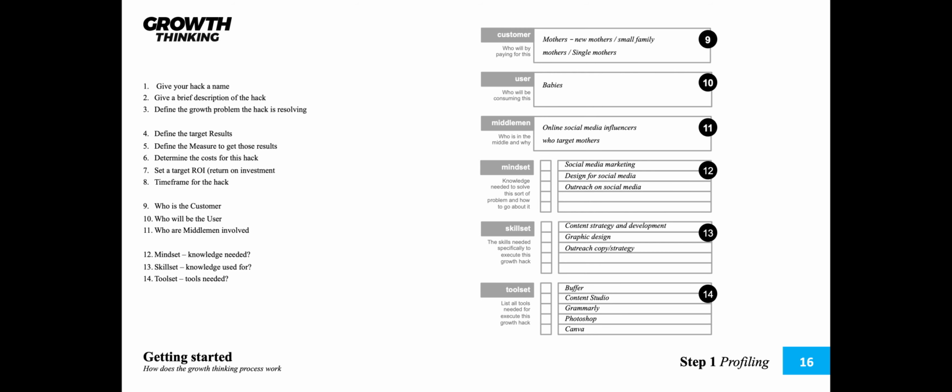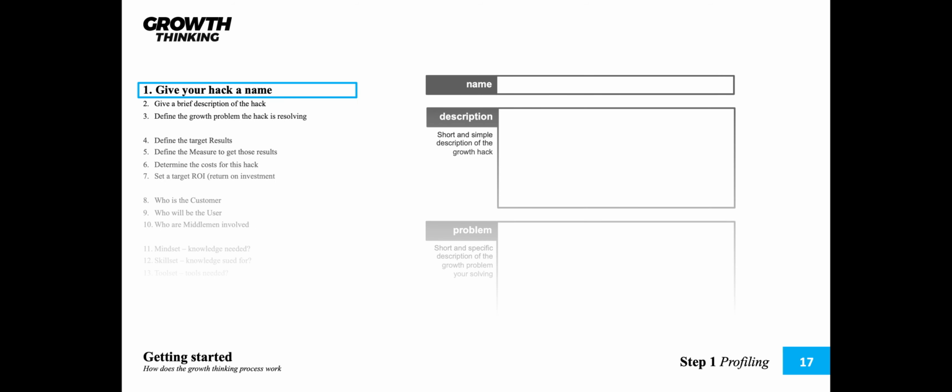This is the second part. We've had to use 2 elements here because there are 2 pages when it comes to profiling. The first page is the metadata, and the second part are further details that allow us to understand some of the other issues or circumstances that are related to the growth hack itself, which we will be going to in detail. The first step is giving your growth hack a name.